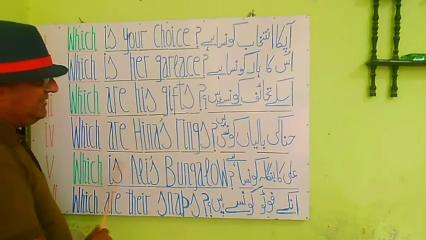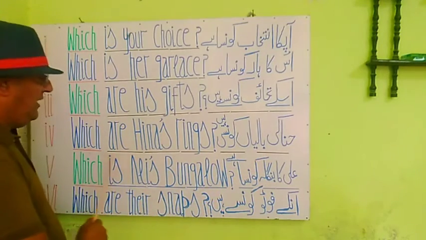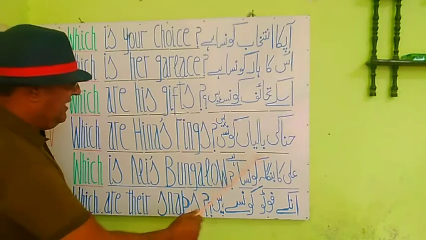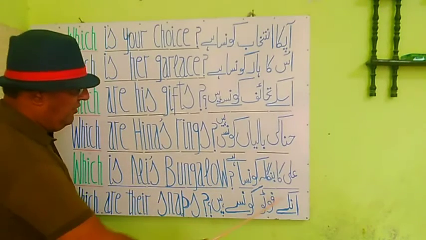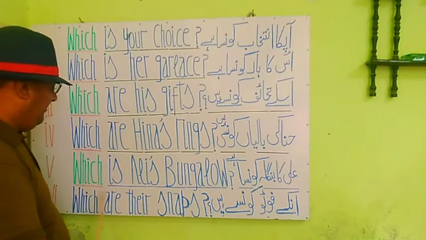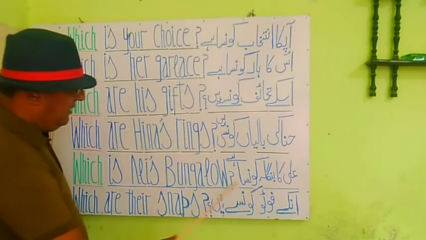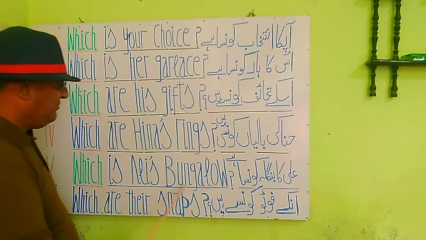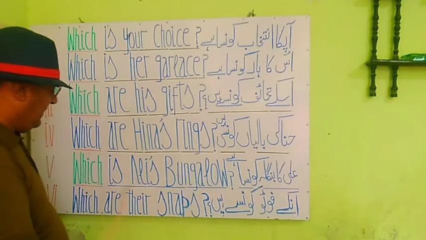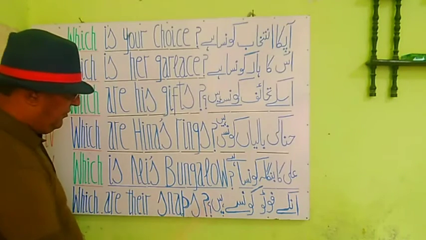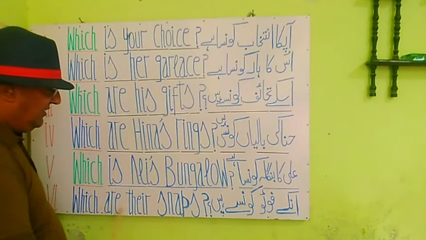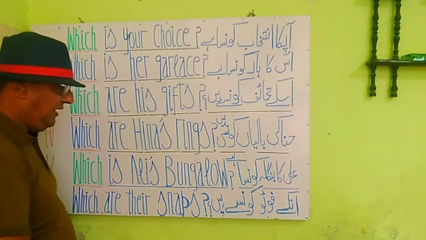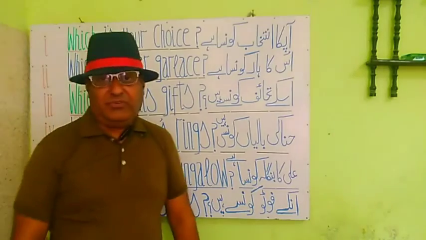Which are Hina's rings? हिना की बालियां कौन सी हैं? And next is: Which is Ali's bungalow? अली का बंगला कौन सा है? And the last one is: Which are their snaps? उनके फोटो कौन से हैं?